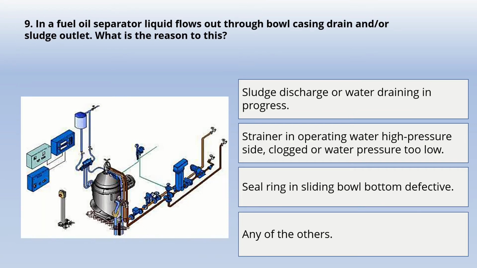Our next question is, in a fuel oil separator, liquid flows out through bowl, casing, drain and or sludge outlet. What is the reason to this? And the options are sludge discharge or water draining in progress, strainer in operating water high pressure side, clogged or water pressure too low, seal ring in sliding bowl bottom defective, any of the others. And the correct option for this question is any of the others.